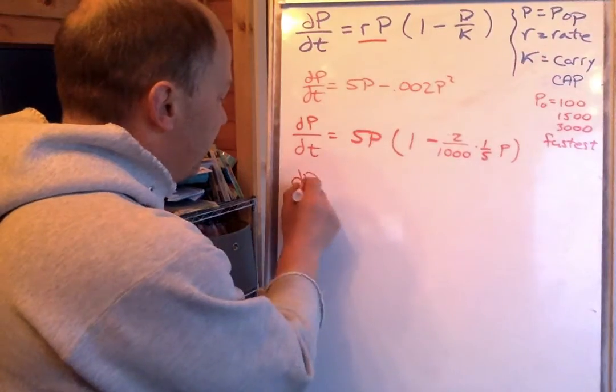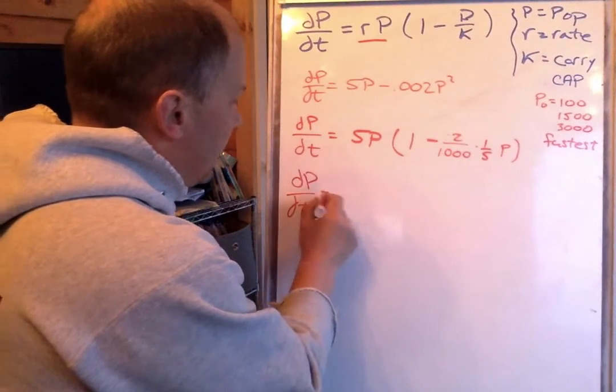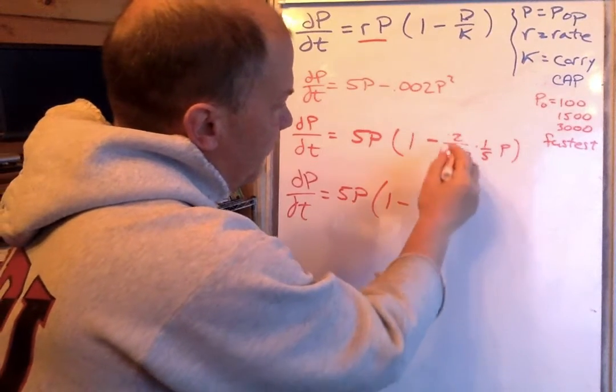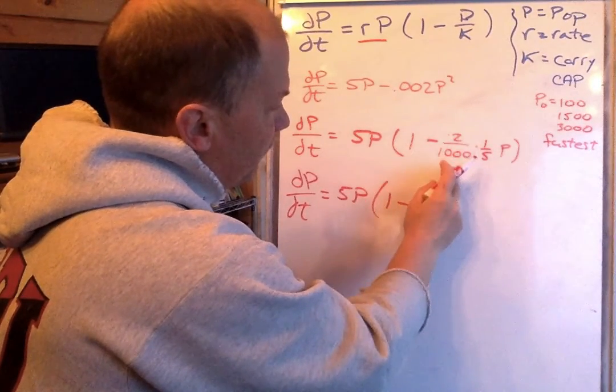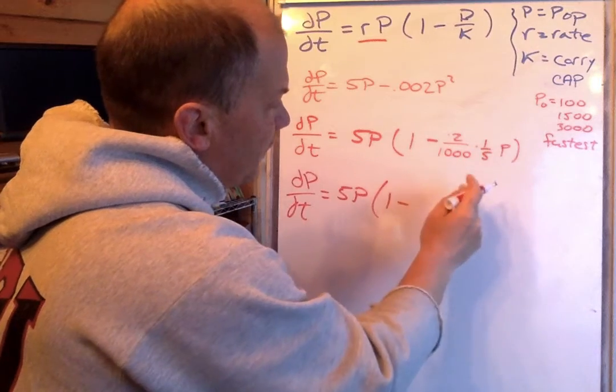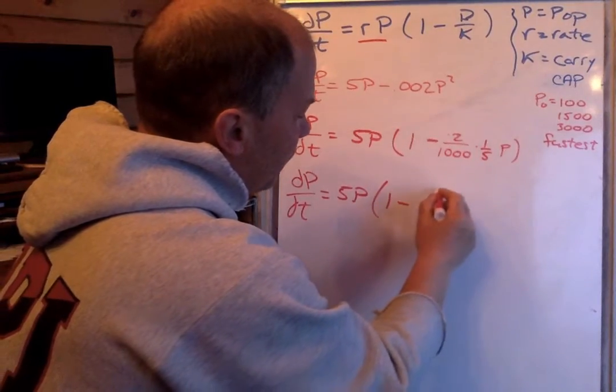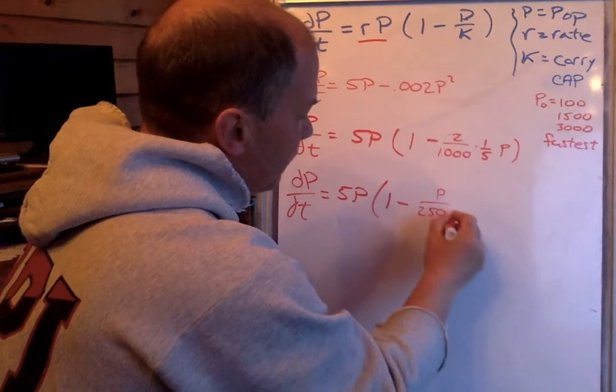So let's do that real quick. The 5p stays the same. 1 minus 2 over 100 is 1 over 500. 500 times 5 is 2,500. So 1 minus p over 2,500.